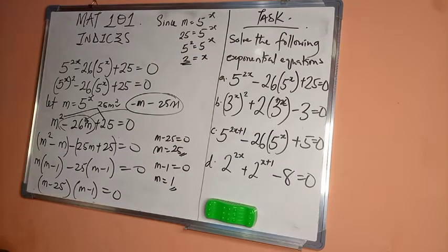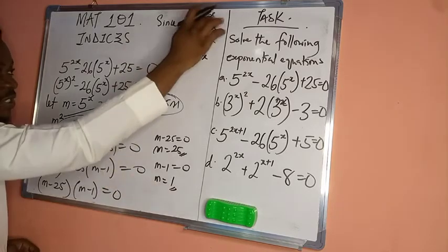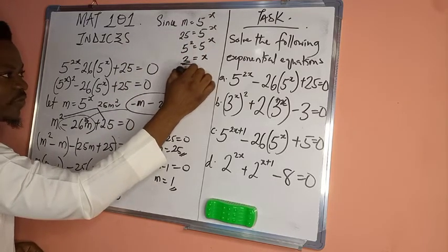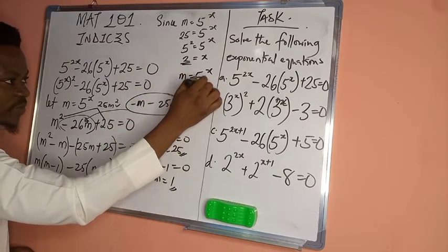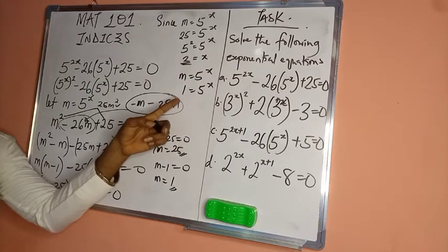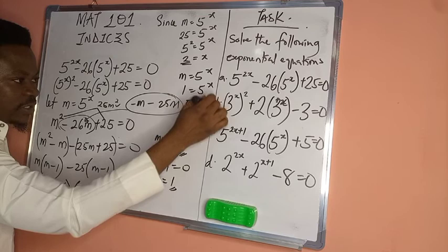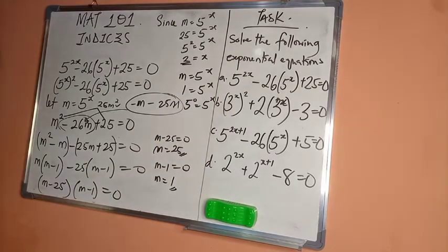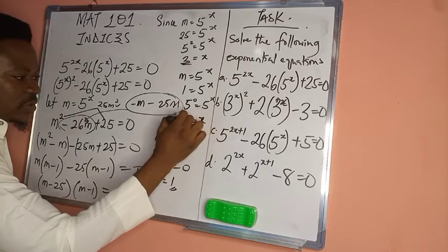x equals 2. Okay? Now the second one, when m is 1, we still have that m is 5 raised to power x. And what is m here? m is 1 equals 5 raised to power x. Now what gives us 1 in indices? It means it's 5 raised to power 0, that's 1, is it not? So here you see the bases are the same, is it not? Okay. That means x equals to 0.